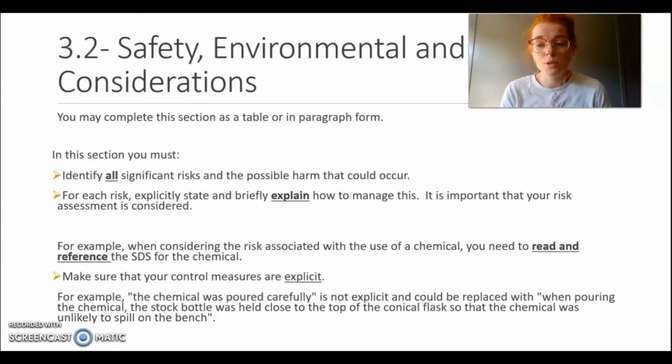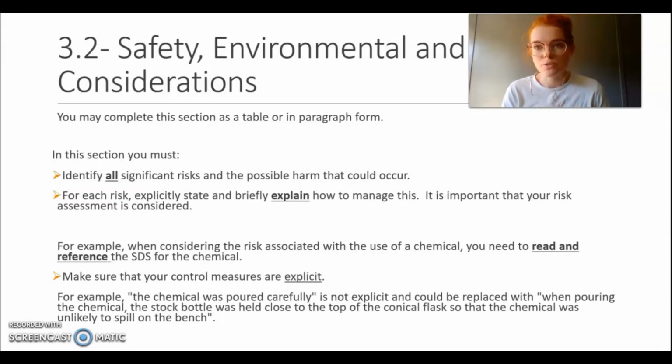So it could be replaced with, when pouring the chemical, the stock bottle was held close to the top of the conical flask so the chemical was unlikely to spill on the bench. You need to be really explicit. Don't just say it was done safely. It was done carefully. What does that mean?